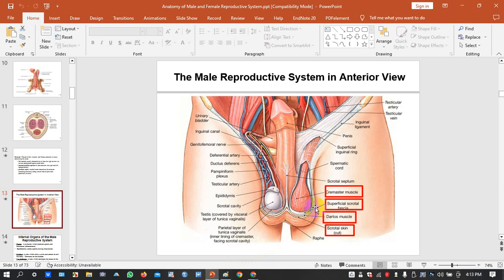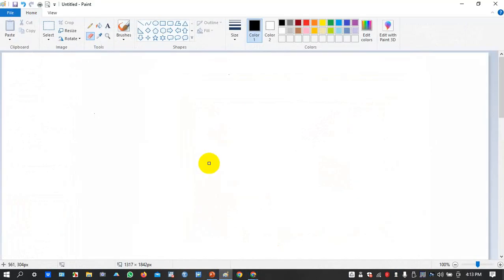So let's see. Your left testicle is lower. If this is the testis, sorry, let me draw it again. If this is the testis, your left testicle is here and the right testicle is here. So you can see that the left is lower than the right. But under normal circumstances, they are supposed to be at the same level.